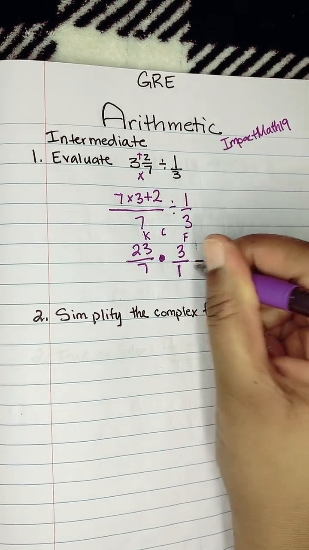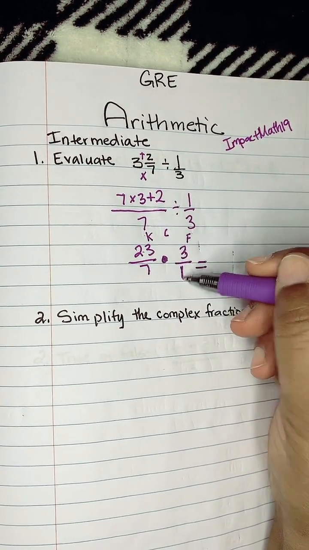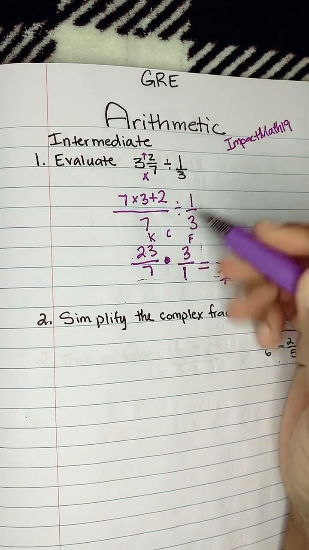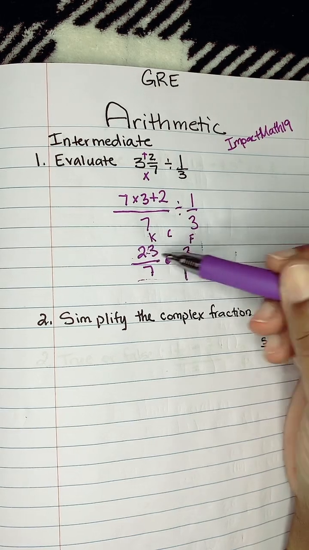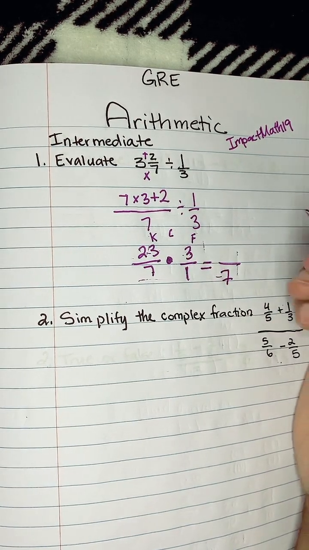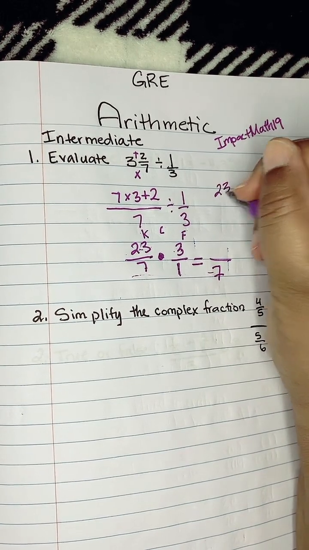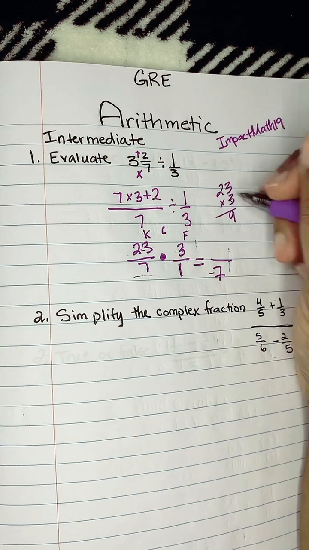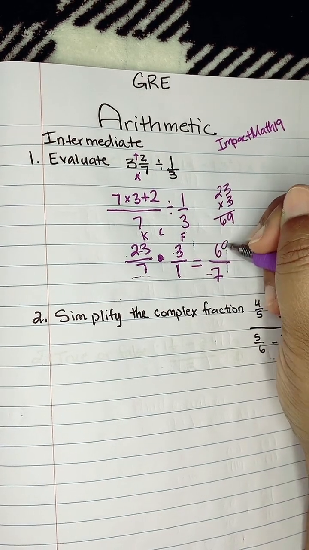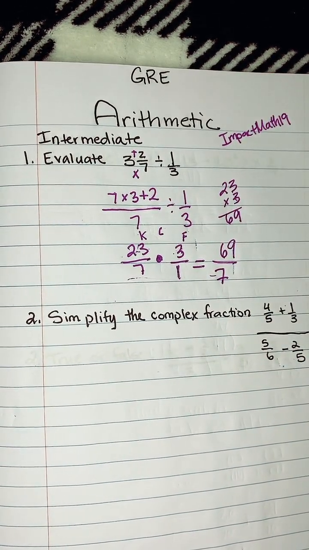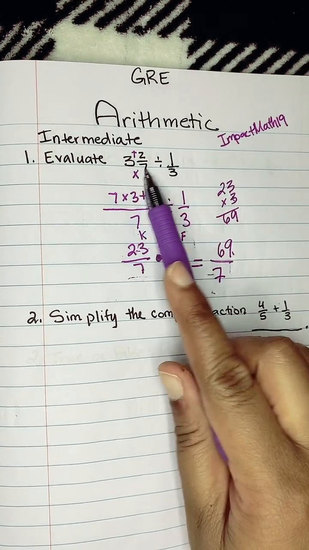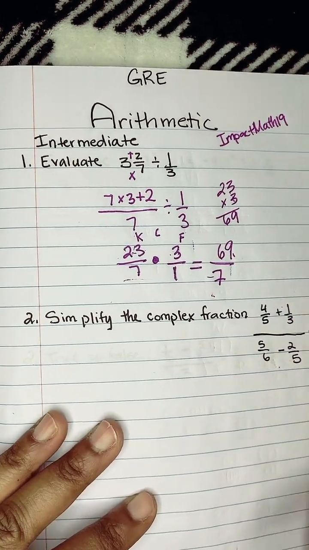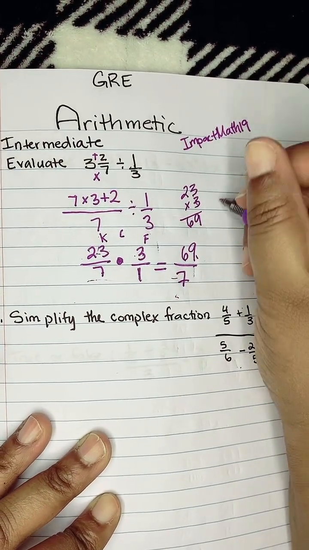And then I can't cross simplify, so I'm just going to multiply denominator with denominator, which is 7, and then numerator with numerator. So 23 times 3. Let's do that up here. 3 times 3 is 9, and then 3 times 2 is 6. So you get 69 over 7. Now, this is improper. They did start us off with a mixed number. So I would always say just change it to a mixed number. Let's get in the habit of knowing how to do that.